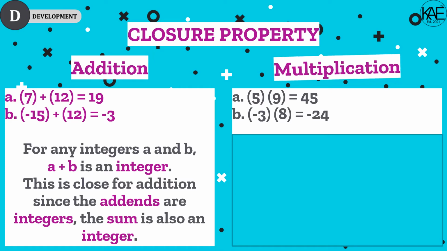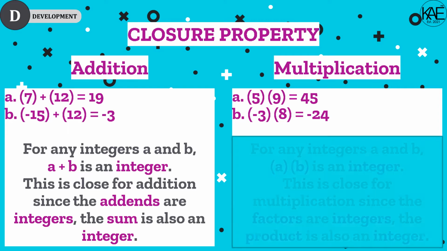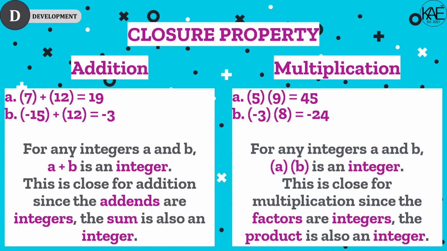Also, for multiplication, 5 times 9 is equal to 45. Negative 3 times 8 is equal to negative 24. The closure property of multiplication states that for any integers a and b, a times b is an integer. This is closed for multiplication since the factors are integers. The product is also an integer.